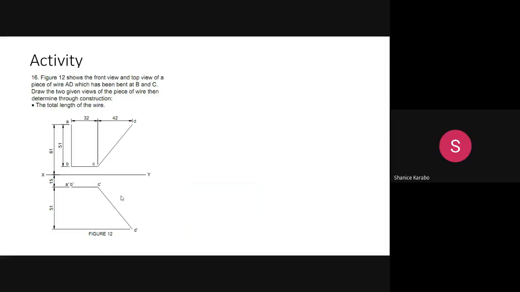Okay, I'm still confused with line AB because when I look at it from the front view and from the top view, I get a bit confused.